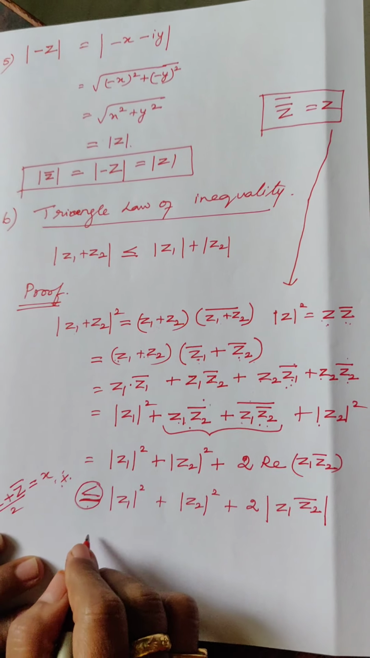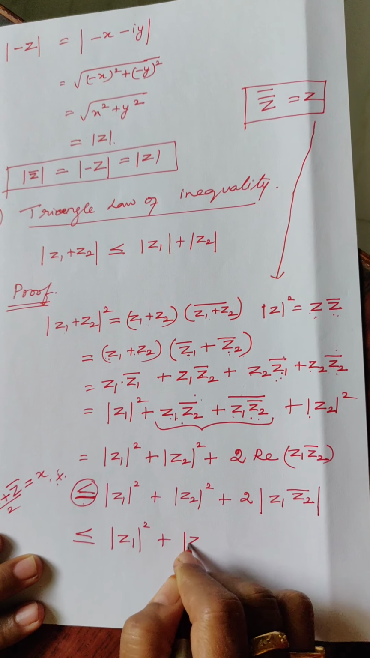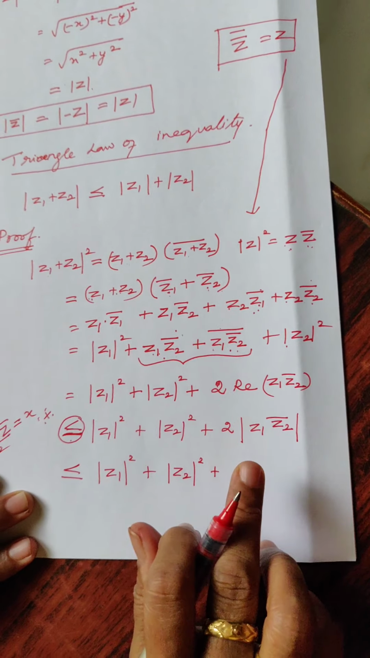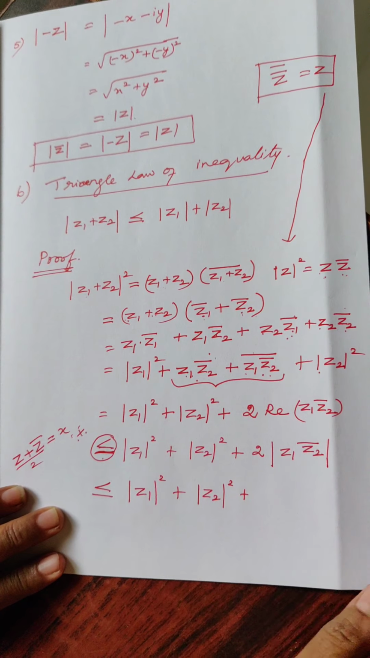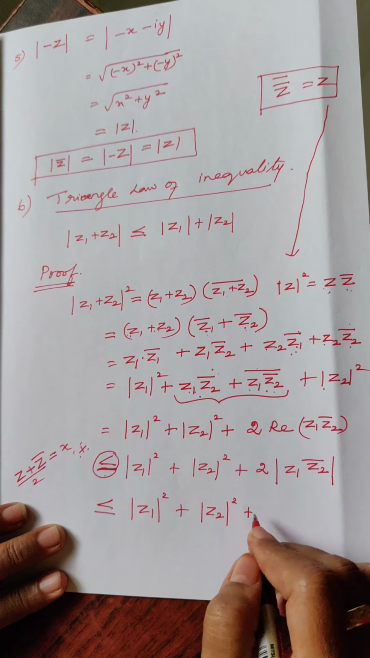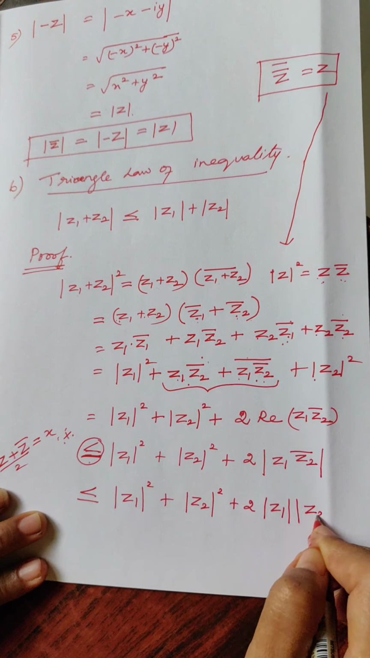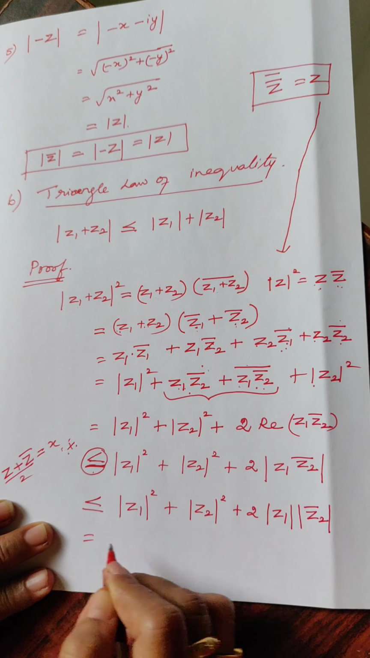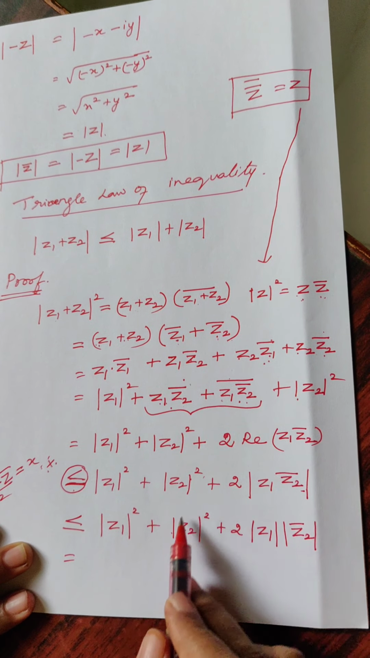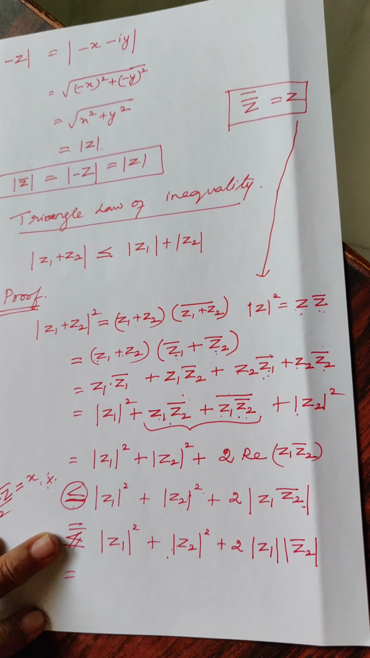Again I am going to split the part. Lesser than or equal to modulus of z1 square plus modulus of z2 square plus, I will explain it later. Anyway, I have to explain this in 2 ways, but I will explain this later. So modulus of z1 into z2 bar, which is nothing but 2 times modulus of z1 into modulus of z2 bar, which is equal to. This part is lesser than or equal to this, but these two parts are equal, so here you have to use the symbol equal to.